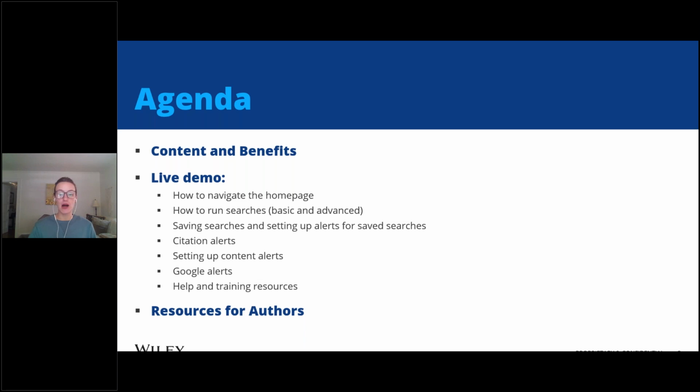And then we'll wrap up with where you can find some help and training resources useful for you as an author, as well as for those accessing Wiley Online Library. If you're thinking about publishing or you're interested in more information there, we will touch on some help and training resources as well as resources for authors. So hopefully that sounds like a good plan.